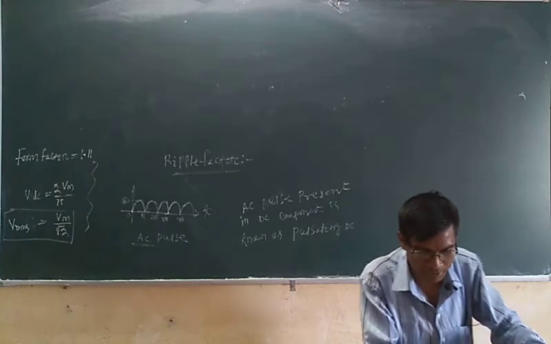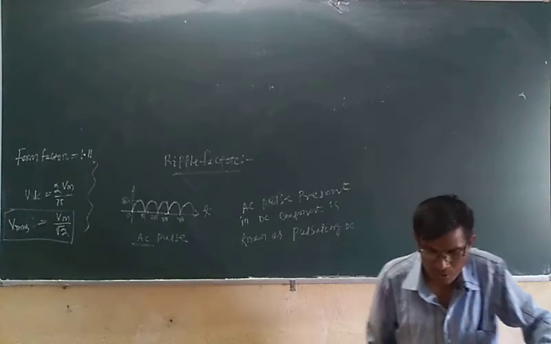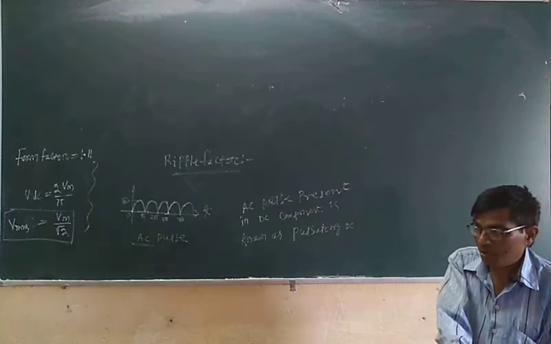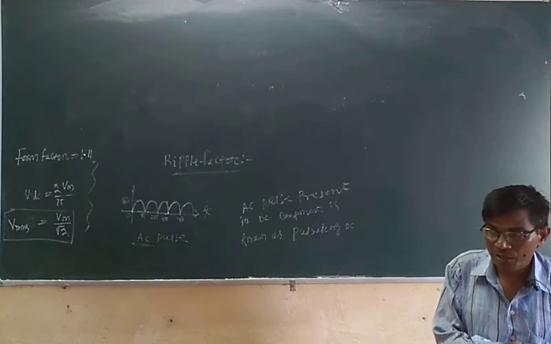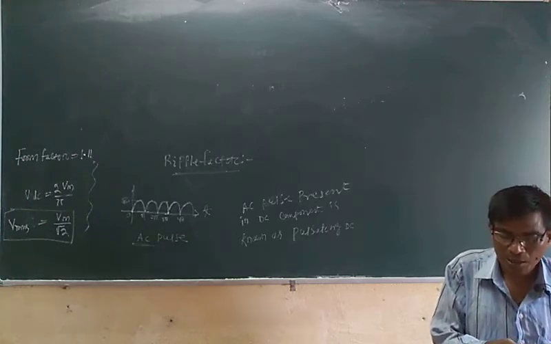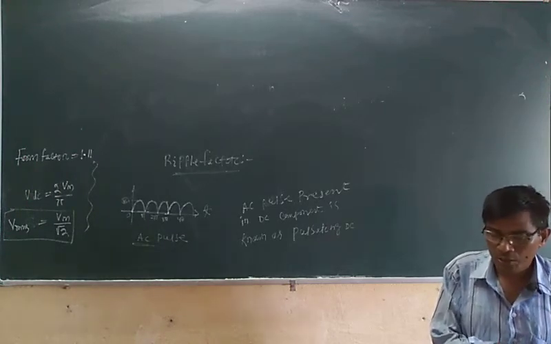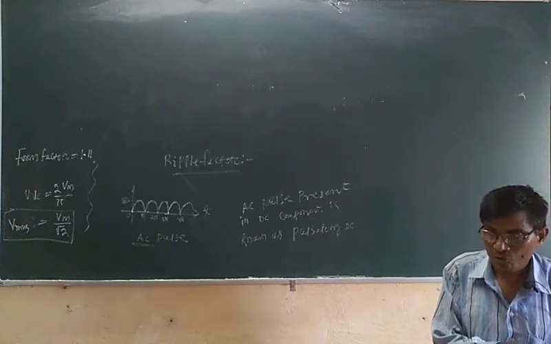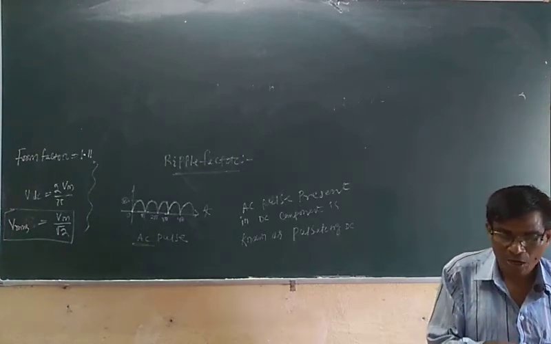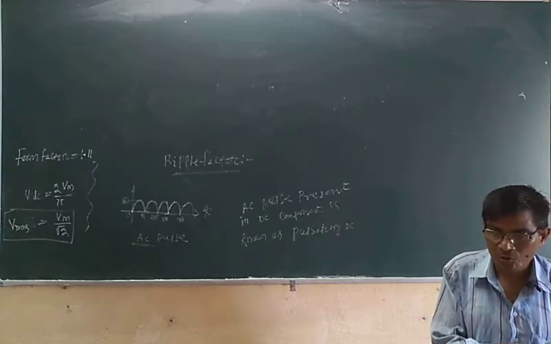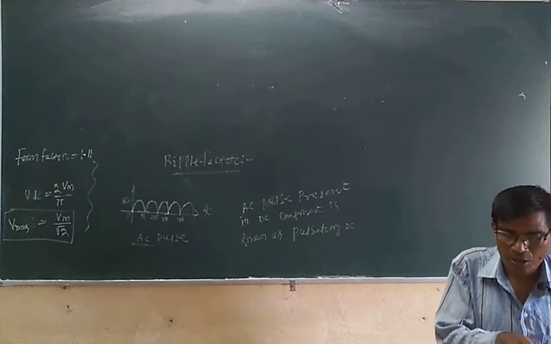Now the output across the load resistor contains both AC and DC components. The current passes through the load as the AC component and also the DC component. So how much AC component is present in the rectifier output? The ratio of this AC amount to the DC output is known as the ripple factor.